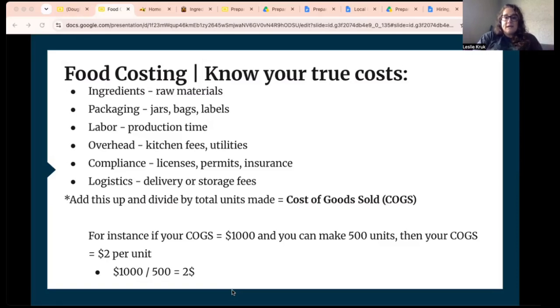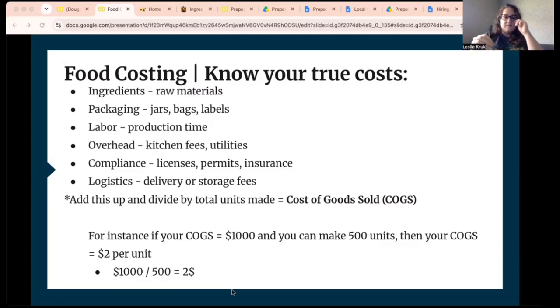Again, any overhead, if you're paying kitchen rent or utilities, things like that, even insurance, your licenses, your permit fees, you can put this all into food costing so that you know the whole cost of what it is to produce this. And again, do you charge delivery fees or maybe storage fees? Delivery fees meaning a vendor that's providing you with ingredients to make your items, are they charging you a delivery fee? Meaning the cost of those ingredients is slightly inflated because of that added expense.